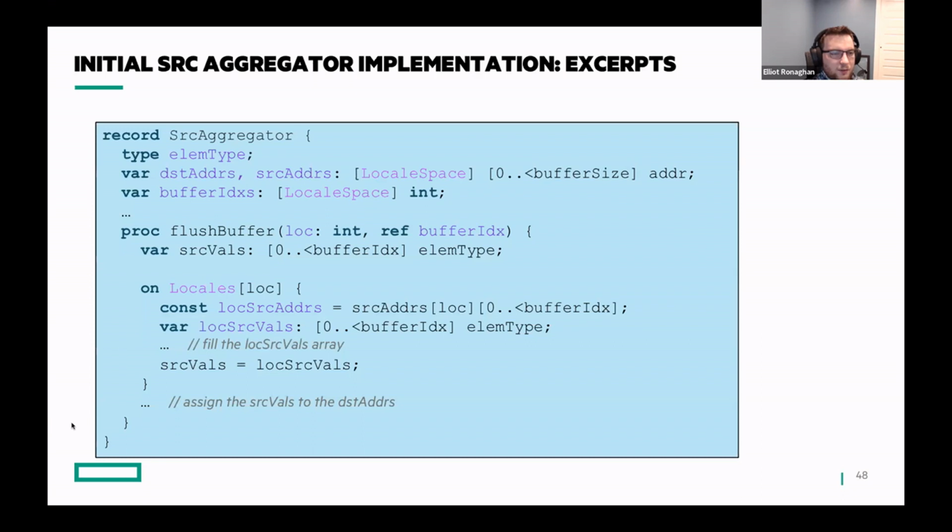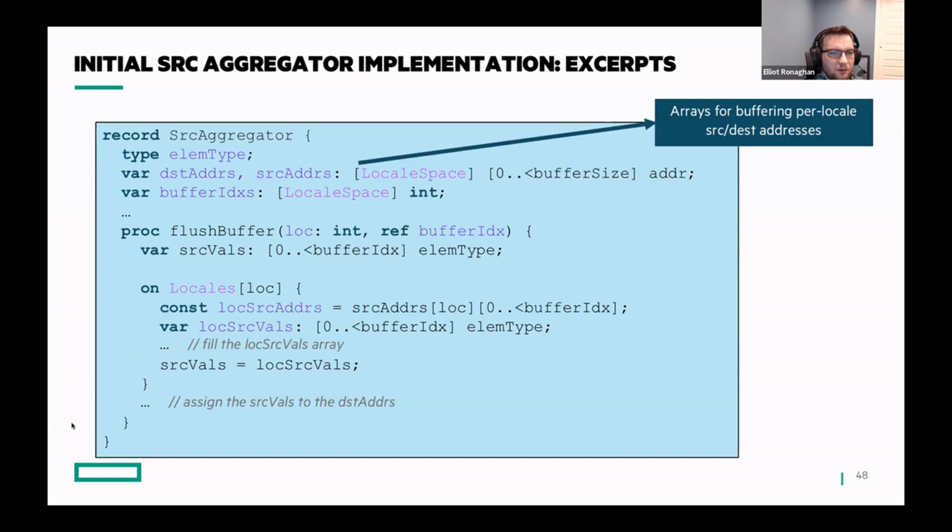And that code itself is relatively straightforward. This is an excerpt from our initial implementation. And so we have arrays that store the things that we're trying to buffer. So we're buffering the destination addresses and the source addresses, basically the values or the addresses of the values that we want to get and the location that we want to store them in. And what happens when you call that copy routine is we're going to store the addresses in those arrays.